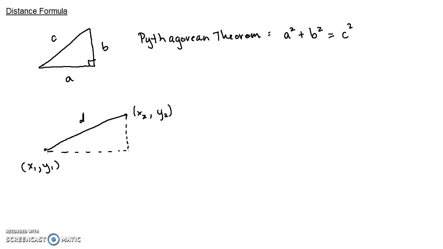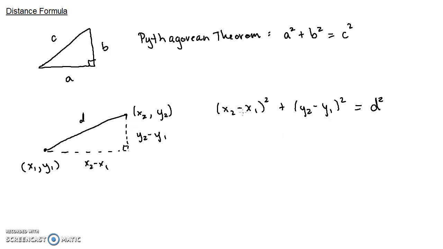So the horizontal distance from here to here is the distance between the x's. So we could write that as x2 minus x1. And then the vertical distance would be the distance between the y's, and that would be y2 minus y1. And if you look at this, we've got a right triangle just like we had above. Our 2 legs are our x's and y's, and distance is the hypotenuse. So we would have (x2 minus x1) squared plus (y2 minus y1) squared, and that's going to be equal to the hypotenuse squared, which is d squared.